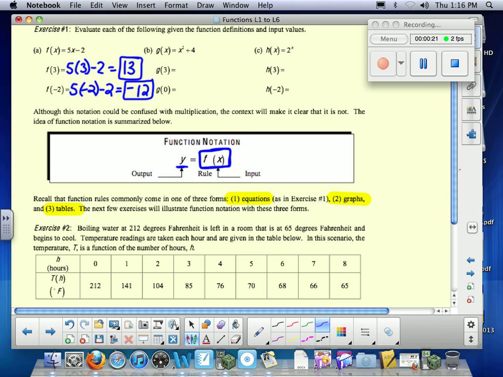You'll notice that our functions in A, B, and C are f of x, g of x, and h of x, which are completely normal in the math world to use for this function notation. We simply replace the x in the equation or in the function with whatever number is inside the parentheses. And then we just crunch the numbers. So pause the movie here and do B and C, and we'll check answers in just a second.